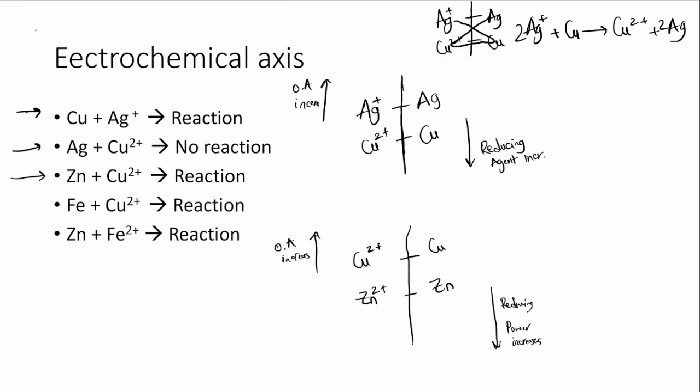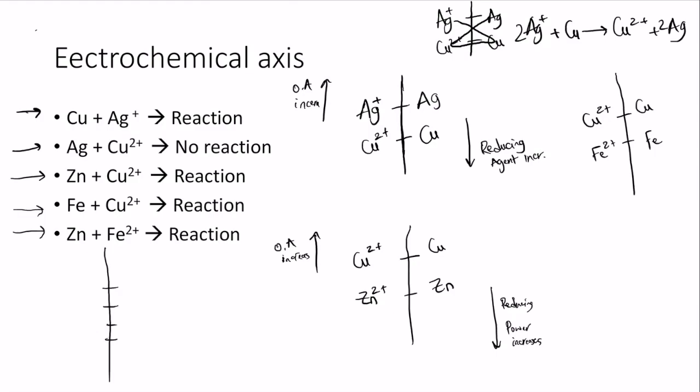Okay, now let's look at the third one and the fourth one. Let's look at Fe and Cu. Here I'm going to leave this space to put all the metals. We have here Zn, Fe, Cu, and Ag. We have 4 metals. So let's look at Fe and Cu2+. Cu2+ should be the stronger oxidizing agent than Fe2+, and Fe should be the stronger reducing agent than Cu.